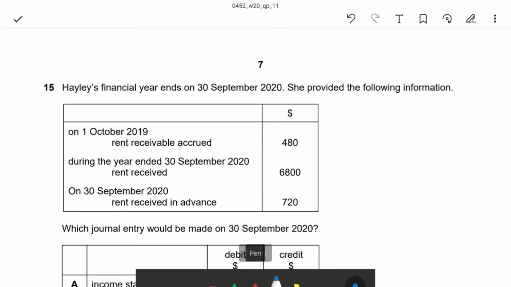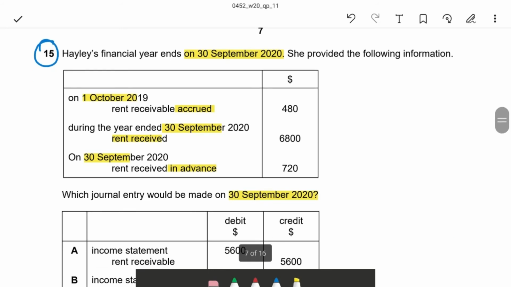Question number 15. Hailey's financial year ends on 30th September 2020. She provided the following information. On 1st October, rent receivable accrued. During the year ended 30th September, rent received, and on 30th September, rent received in advance. What is the question? Which journal entry would be made on 30th September 2020?